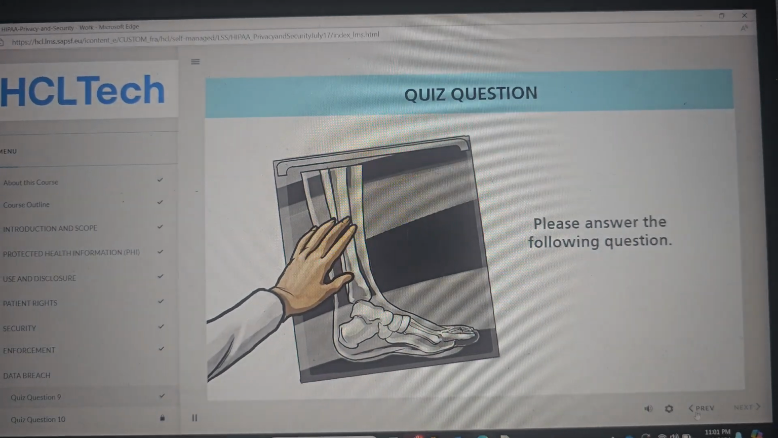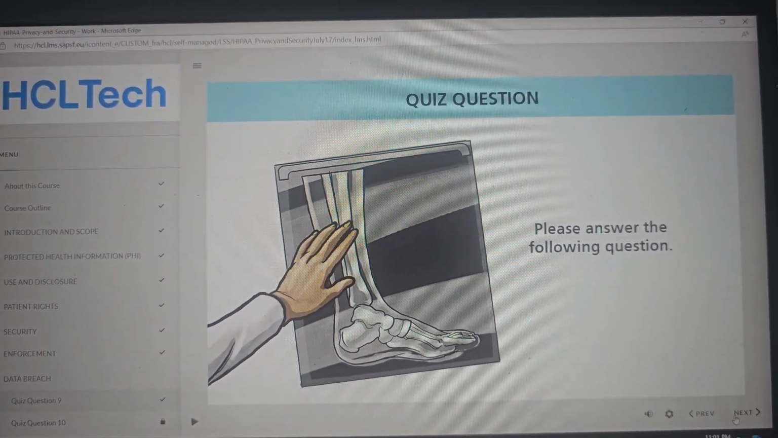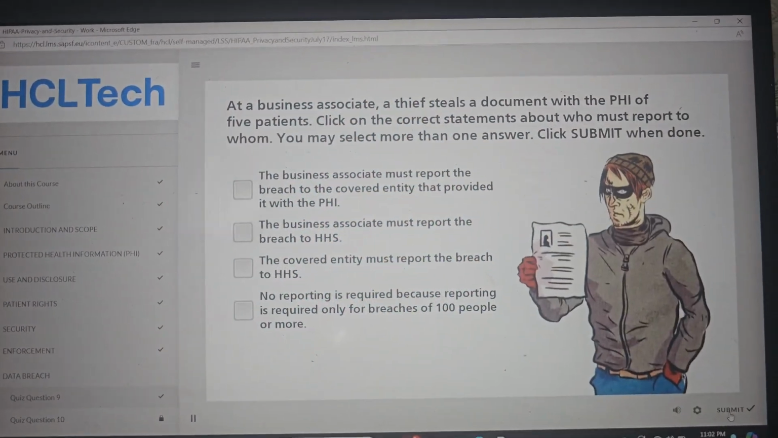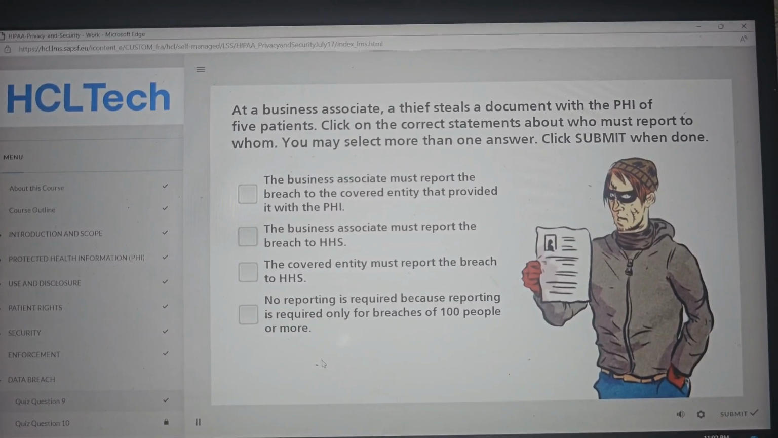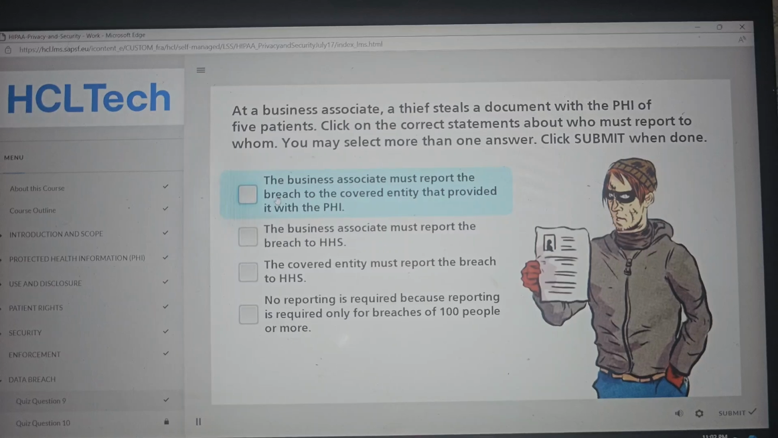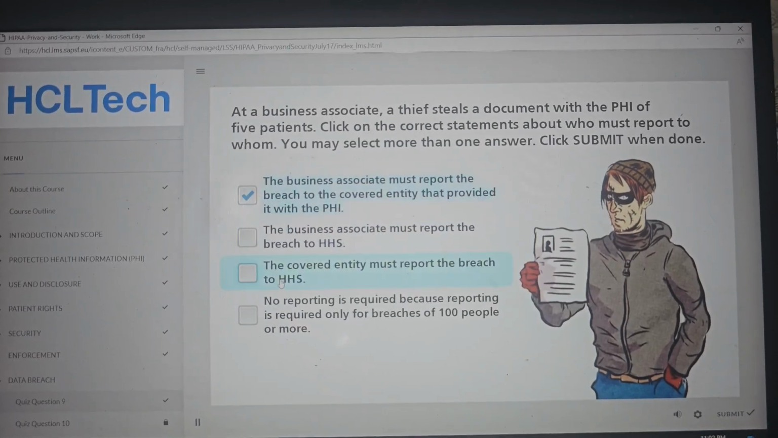Please answer the following question. At a business associate, a thief steals a document with the PHI of 5 patients. Click on the correct statements about who must report to whom. You may select more than one answer. Click Submit when done.